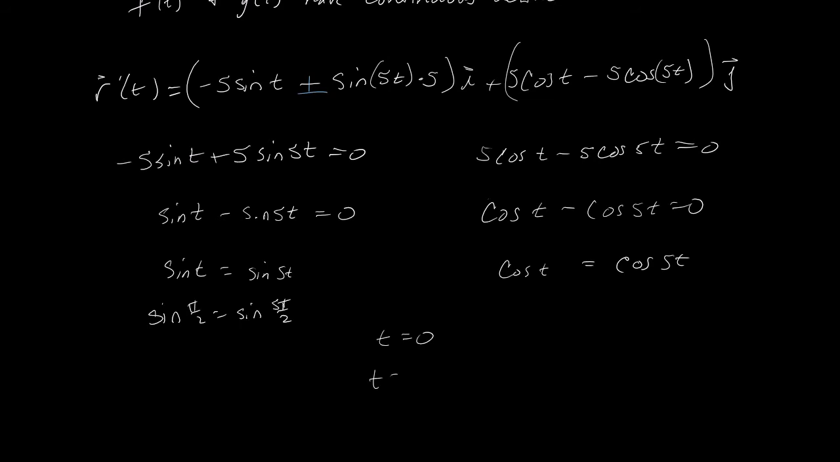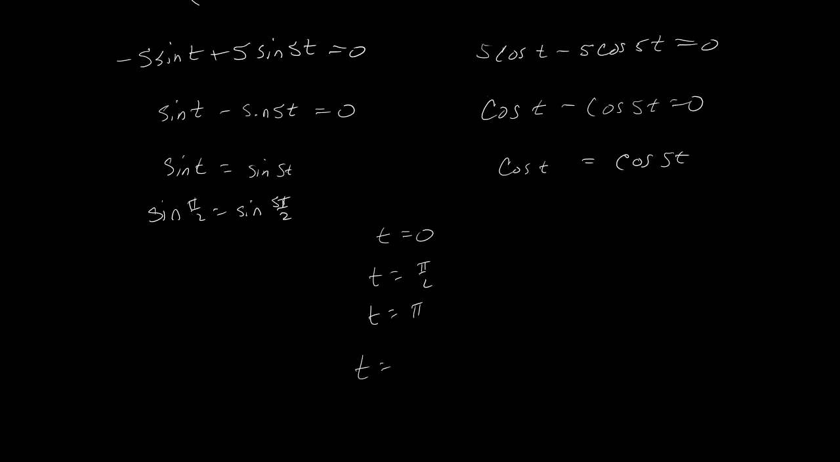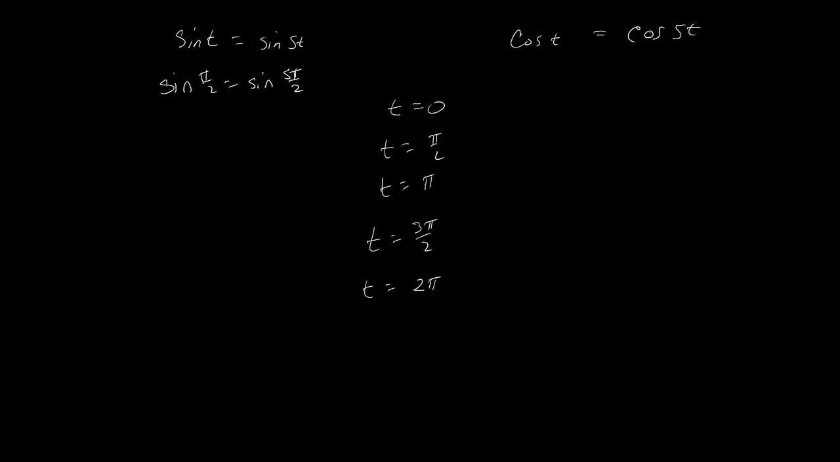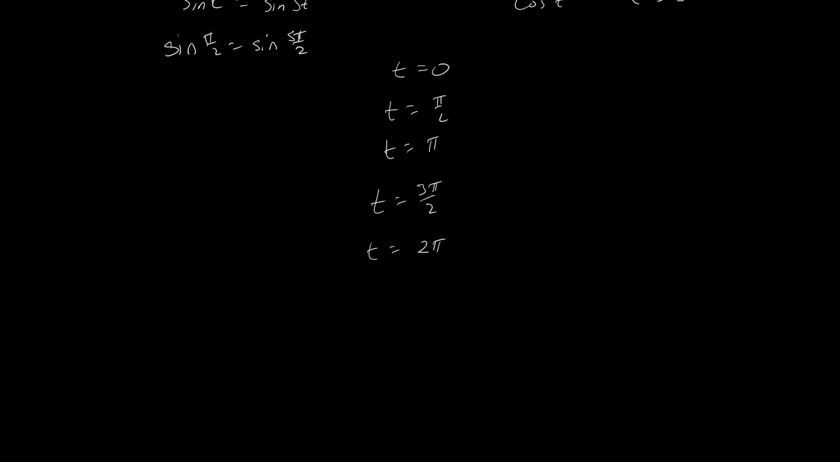So at t equal to 0, t equal to pi over 2, t equal to pi, t equal to 3 pi over 2, and t equal to 2 pi. Those are going to be the angles from 0 to 2 pi where sine of t and sine of 5t are equal to each other, and cosine of t is equal to cosine of 5t. Okay, so these are the locations where the derivative is equal to 0, where r prime is equal to 0. So everything from 0 to 2 pi except for those individual locations, it's going to be smooth. So we are smooth on 0 to pi over 2.